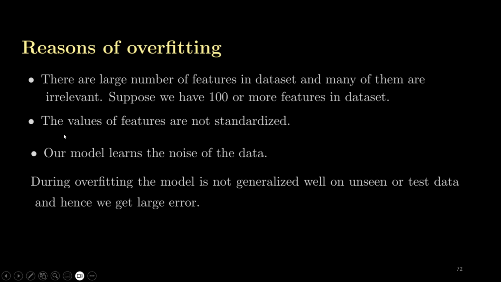The other reason is that the values of features are not standardized. So we need to standardize the data in order to avoid overfitting. Our model learns the noise of the data. It means other than the regular features, the model also learns irrelevant things that are present in the training data. So during overfitting, the model does not generalize well on unseen or test data, and hence we get a large error. Its performance will be okay on the training component of the data, but on the testing part, we get a large error for an overfit model.